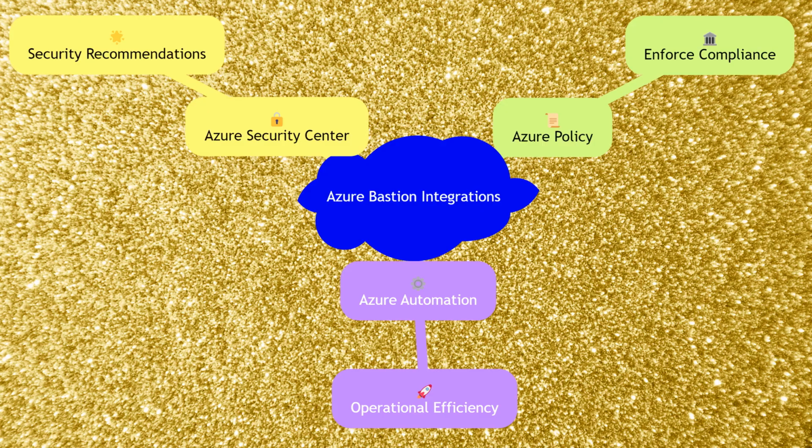Azure Bastion can be integrated with other Azure services such as Azure Security Center, Azure Policy, and Azure Automation. These integrations enhance the security, compliance, and operational efficiency of your Bastion deployment. For example, Azure Security Center can provide security recommendations, while Azure Policy can enforce compliance with organizational standards.